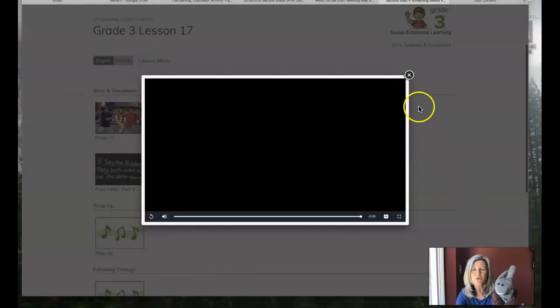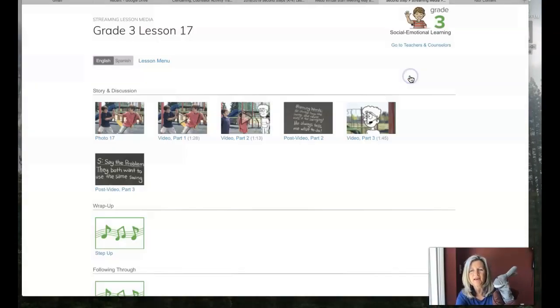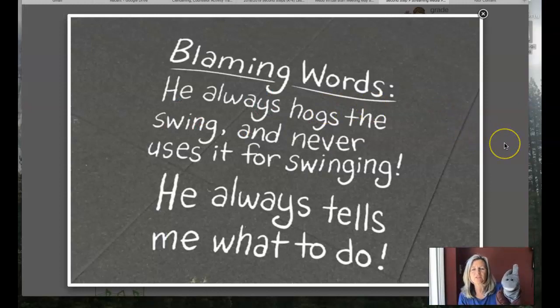So our friends were trying to say the problem, but do you think they were doing it without blaming? Let's take a look again at what some of the things were that they were saying. Let's read those words. Can you see them, Snail? So some of the blaming words we heard were, he always hogs the swing and never uses it for swinging. Yeah, that was kind of blamey. That probably made the other boy feel mad. What's the last one say? He always tells me what to do.